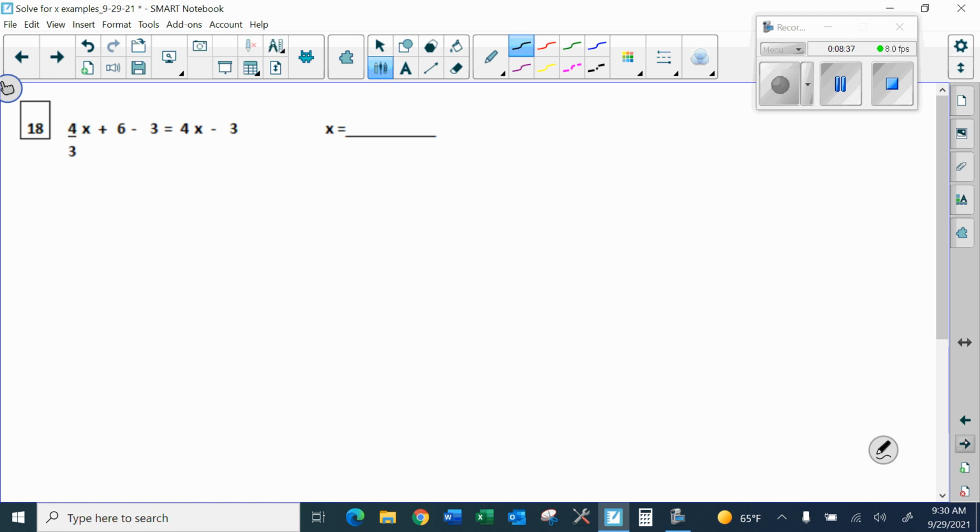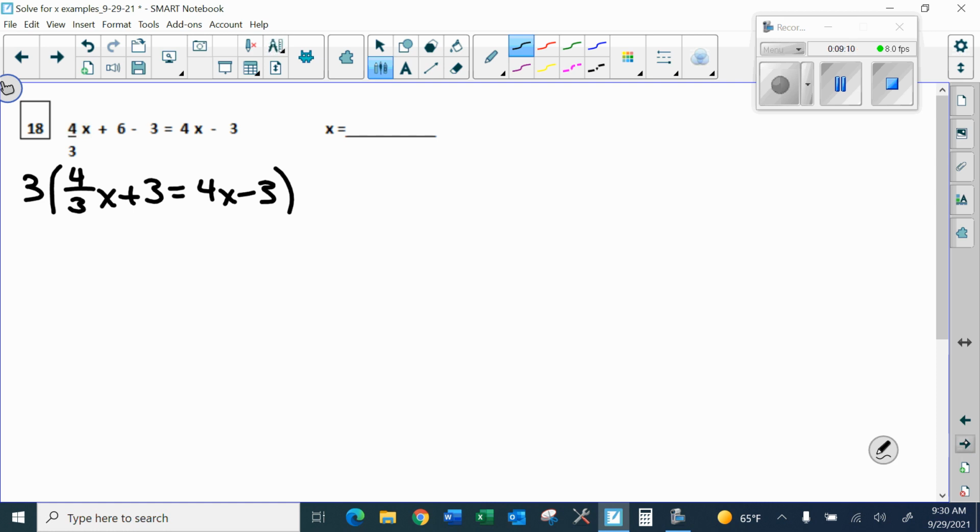Okay, last problem. I think it is, yeah. Okay, combine like terms first. So I have 4/3 x, 6 minus 3 is 3. And I get 4x minus 3. Okay, now I could deal with fractions, but the smarter way to deal with it is to get rid of the fraction. So I multiply by the common denominator. All these other terms have 1 for the denominator. This has a 3. So the common denominator is 3. So I'm going to multiply all terms throughout the whole equation by 3 to get rid of that fraction.